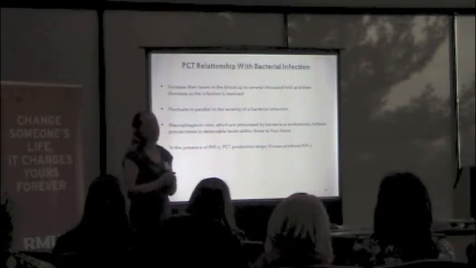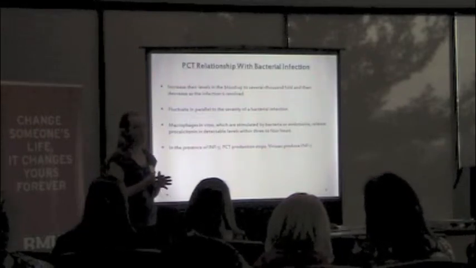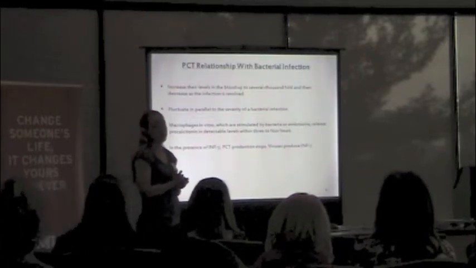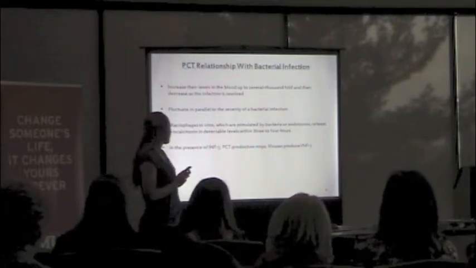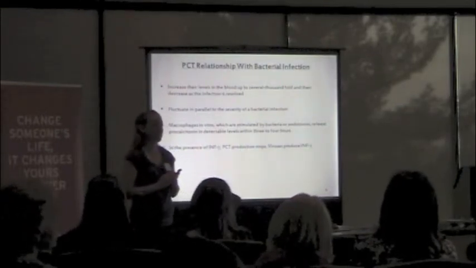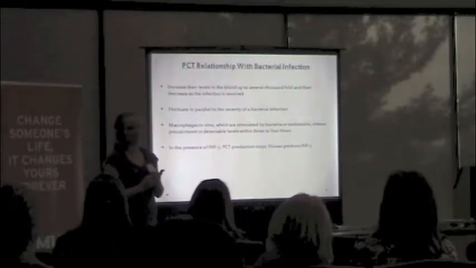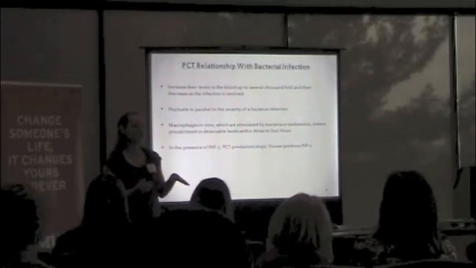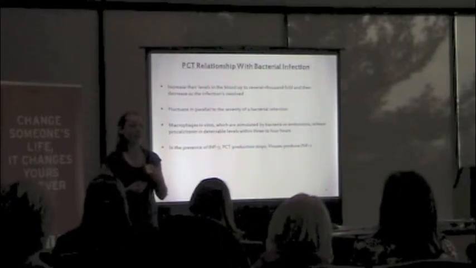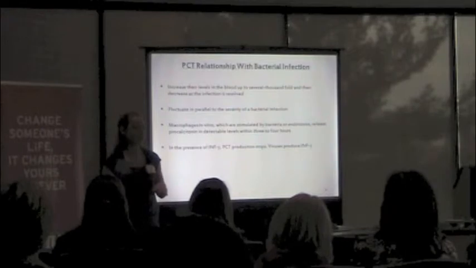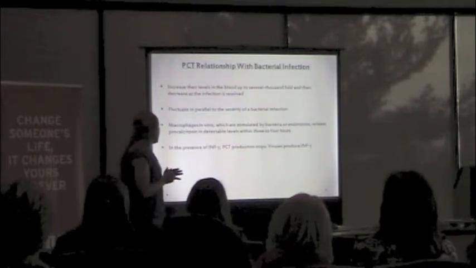In the labs, we have taken macrophages and stimulated them with endotoxins produced by bacteria as well as raw bacteria. And in response, the procalcitonin has been produced within 3 to 4 hours. This is significant because within 3 to 4 hours of bacterial infection, we would be able to take a procalcitonin level from that patient and get a reading within 1 hour after.